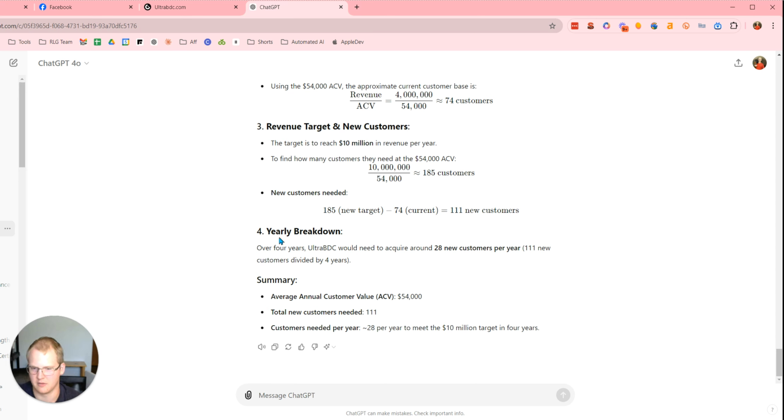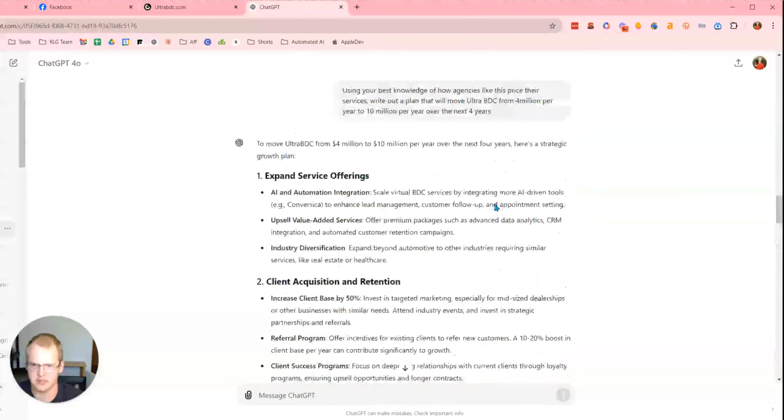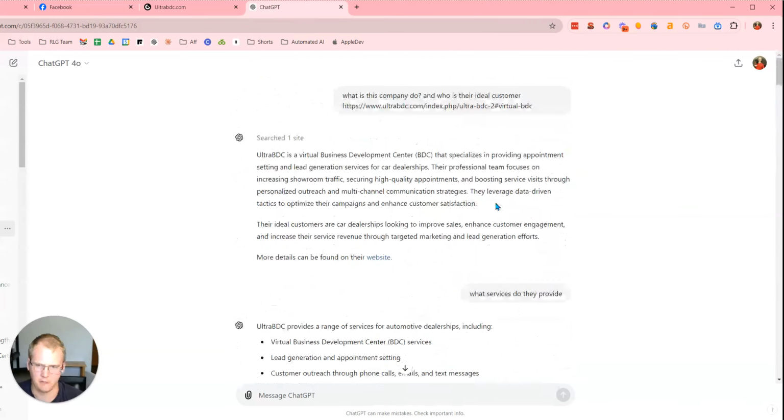Yearly breakdown, so over the next 4 years, Ultra BDC needs to acquire about 28 customers per year, right? So 111 divided by 4, right? Average customer value, 54,000. New total needed customers is 111, and customers needed per year, 28 per year to meet the $10 million per year target. So that's how you can use ChatGPT to really help map out your marketing plan as you build out your new annual business plan, things like that.